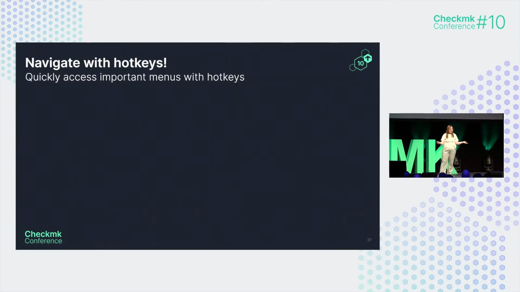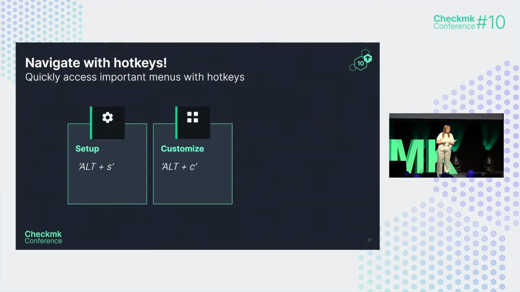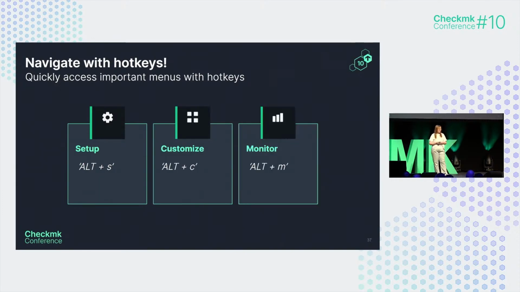Who of you loves hotkeys, navigating with keyboard shortcuts? No one? Okay, we take it out, Lars. We don't need it anymore. But maybe afterwards you will find hotkeys nice, because we are starting to introduce navigation with keyboard more into Checkmk. You can now hit Alt-S to open up the setup and then start right away with the search. Alt-C for customize and Alt-M for the monitor menu. So we make you more efficient when navigating through Checkmk.